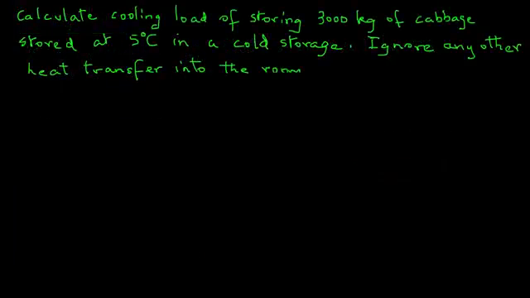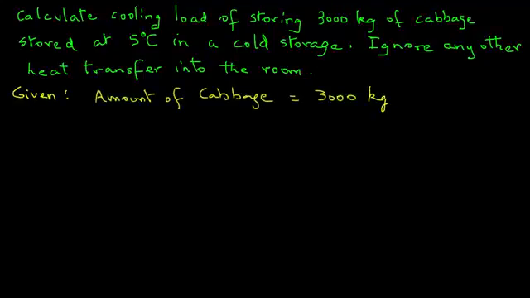So we have an example here where we want to calculate the cooling load of storing 3000 kilograms of cabbage at 5 degrees C in this cold storage room. And we are going to ignore any other heat transfer into the room for this particular calculation. So we are given the amount of cabbage as 3000 kilograms, and we will need to determine the value of heat evolution, that is the heat of respiration of cabbage at 5 degrees C.